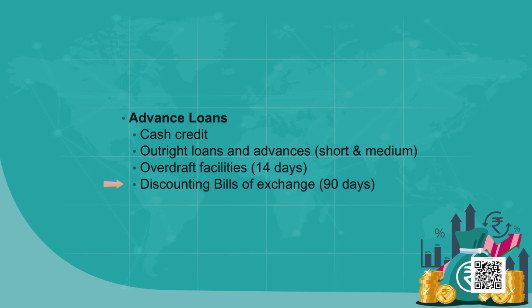Within 50 days, the importer company from Japan will make payment to the bank and receive its own commodity. So this is called discounting bills of exchange. Banks help people in exchanging their financial transactions. So these are the essential components of the bank system in India.